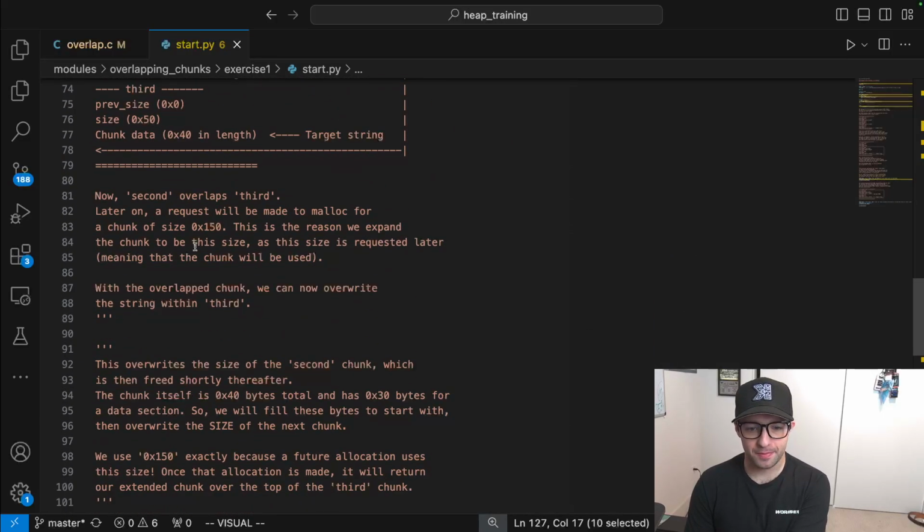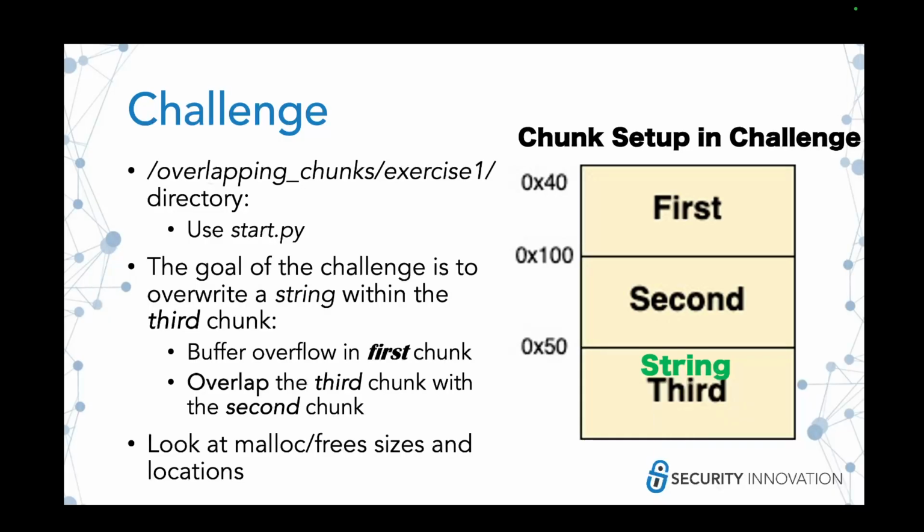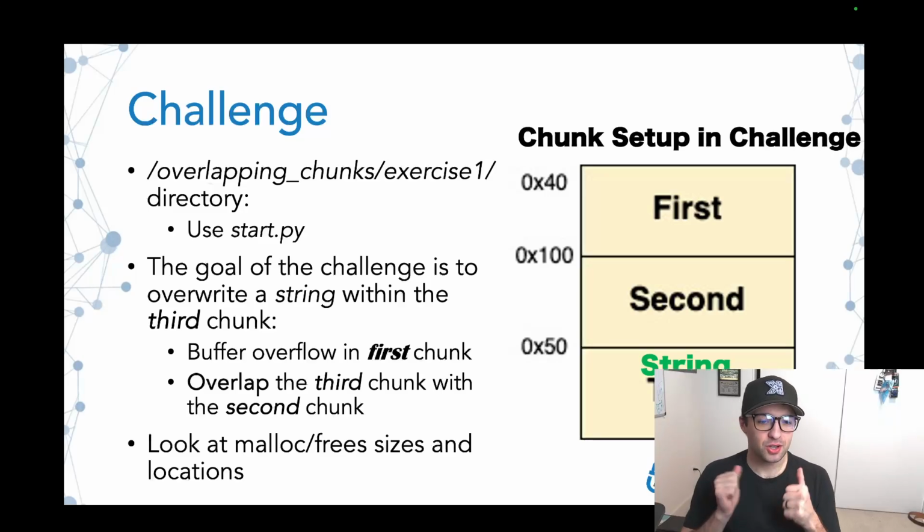So there it is. That is the challenge for this one. Again, we're using a buffer overflow in the chunk first to overwrite the size of the chunk second. And then when chunk second gets freed and reallocated, we want it to go over the top of the chunk third. So good luck on the exercise.